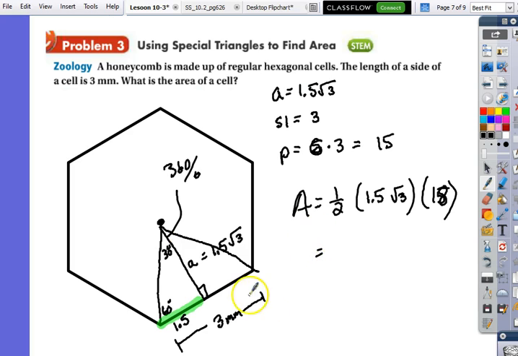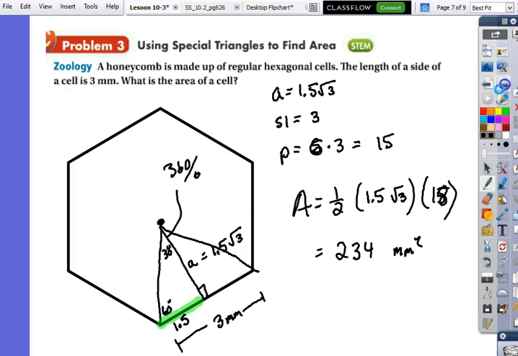All right, so now it's going to be 0.5 times 1.5 root 3 times 18, and I'm going to round off to the nearest whole number. So that's about 234 square millimeters. Is everybody okay with that? That's how much area it is.